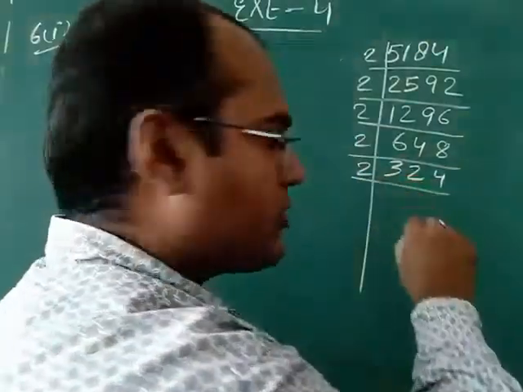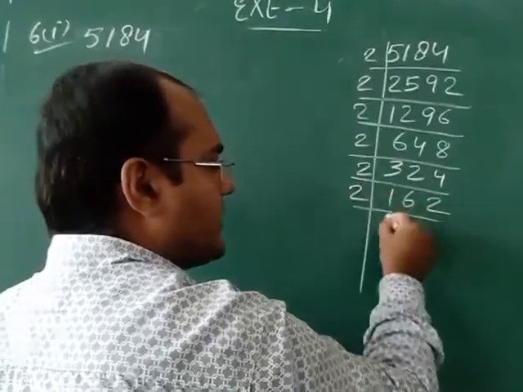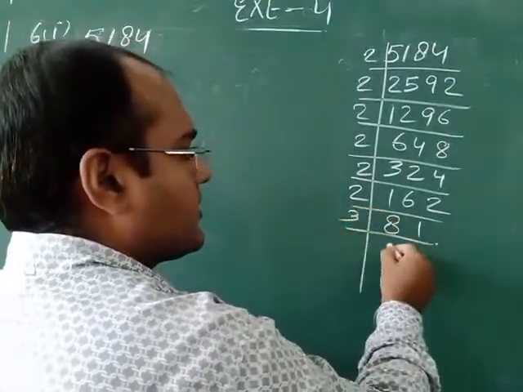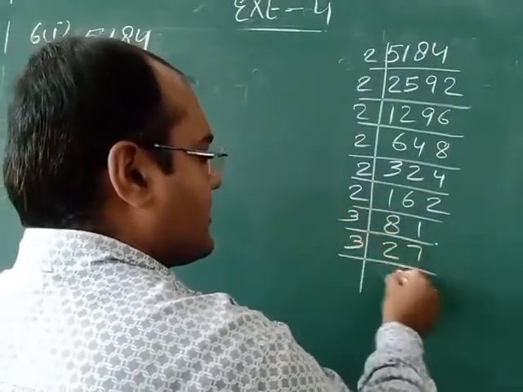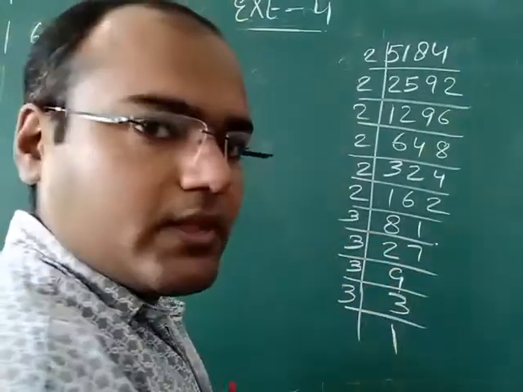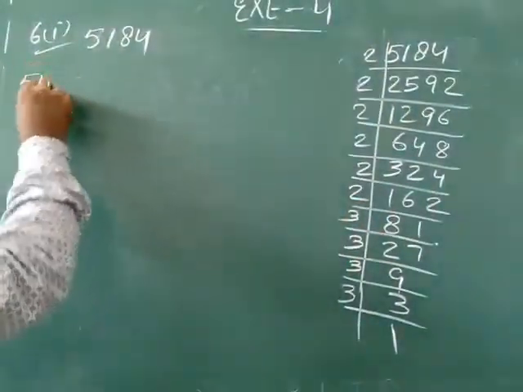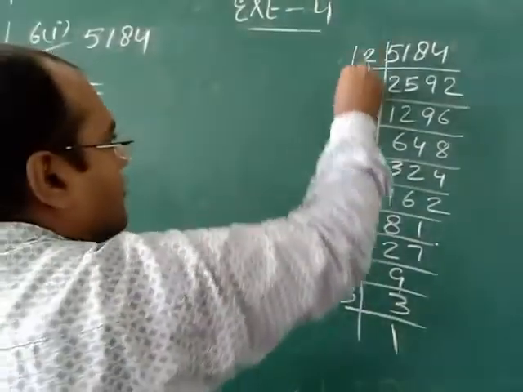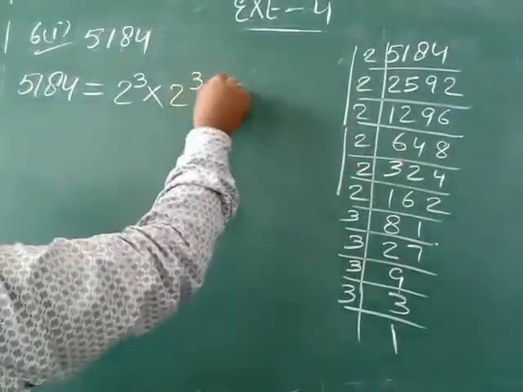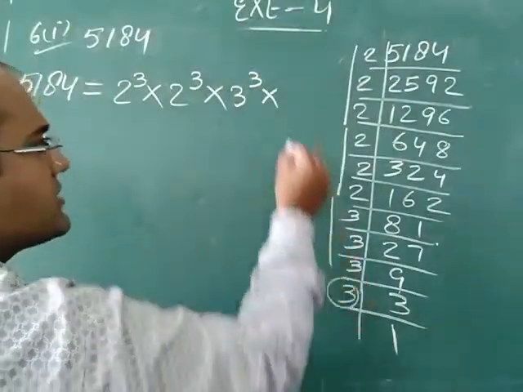This number you have to do it with 2. 2 1 ja 2, 2 6 ja 12, 2 2 ja 4. Then 2 8 ja 16, 2 1 ja 2. Now 81 is coming, so we will do it with 3. 3 2 ja 6, 3 7 ja 3 9 ja 27, 3 3 ja 9, then 3 1 ja 3. Now these numbers, prime factors which we have taken, we have to write here. 5184 answer is 2 power 3 multiply 2 power 3 multiply 3 power 3 multiply one more 3 is remaining.